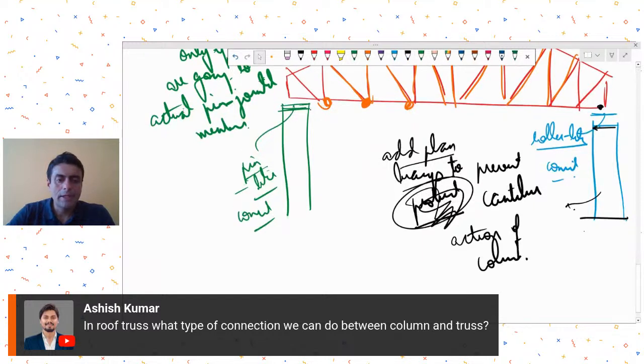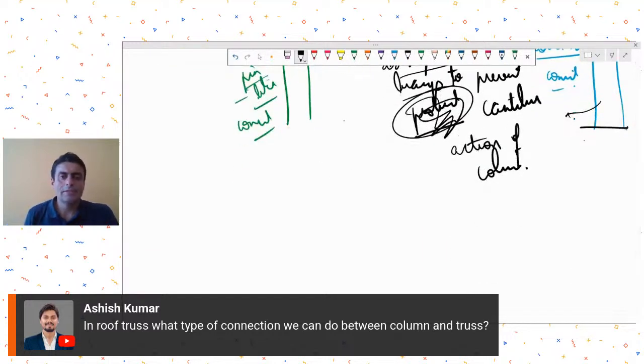Now, when I am saying pin like, how do we do it for a pin like assembly? Generally, the schematic diagram is like this: this is my column. You will have one plate over here, let's call it base plate 1. This will be connected to your column. You will have another base plate, let's call it base plate 2. The truss bottom chord is connected to this base plate 2.